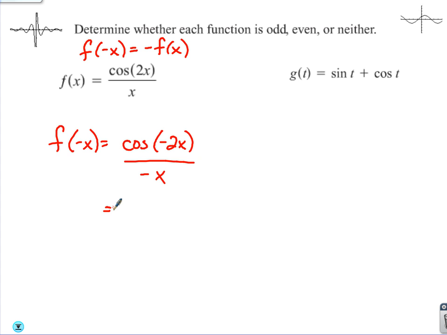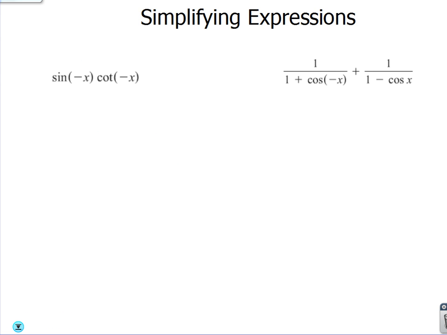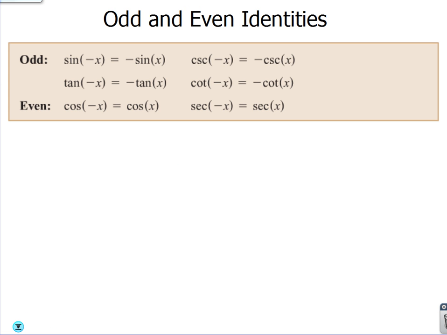Now let's go back and remind you. Here are your odd and even identities. The sine of a negative, you can bring the negative out front. The tangent of a negative, you can bring the negative out front. But with cosines, you can actually just dump the negatives. The cosine of a negative angle is equal to simply the cosine of that angle.